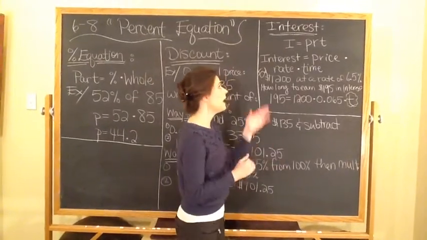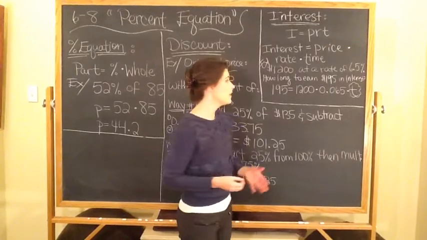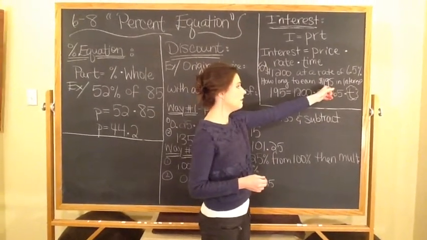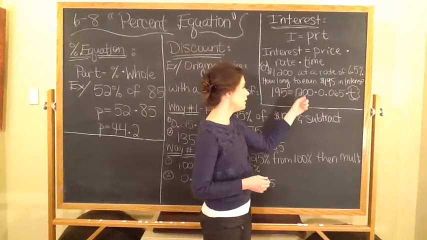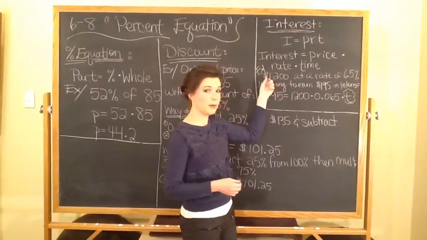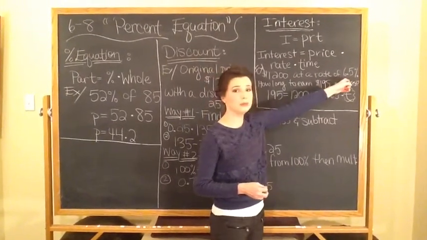So now that we have the equation, we have our problem, we need to go ahead and plug in what we have. So it says $195 in interest, so that means my I is $195. And then I'm going to equal, now what's my price? How much am I putting in? I'm putting in $1,200. And then I'm going to have to multiply by the interest rate.